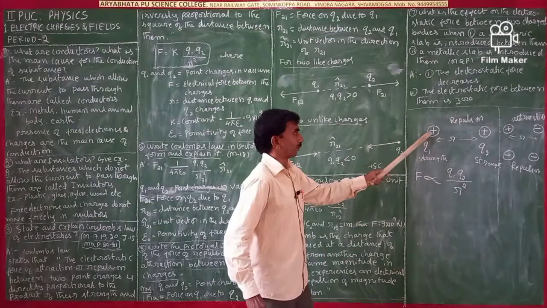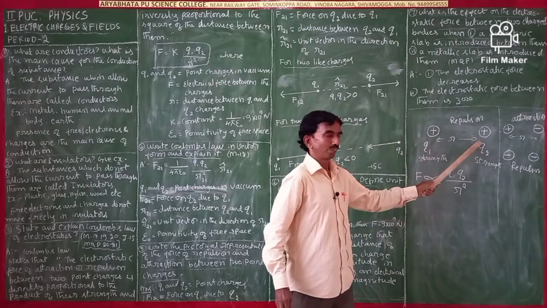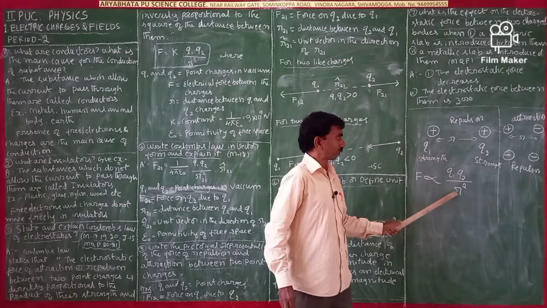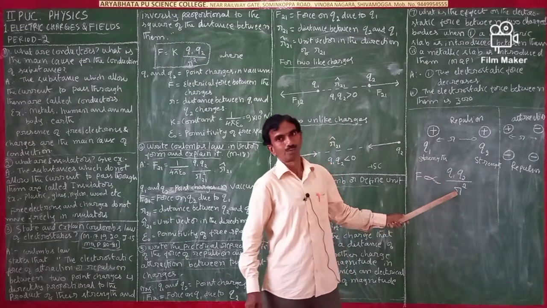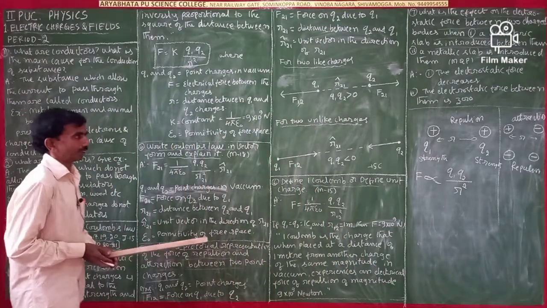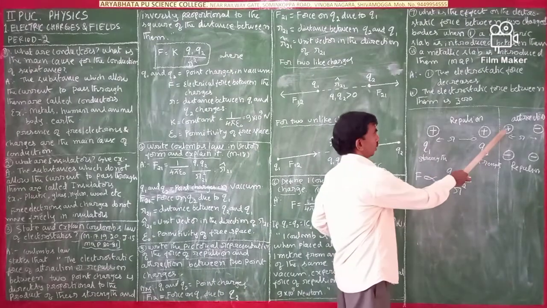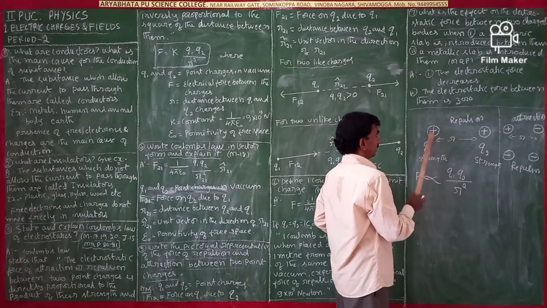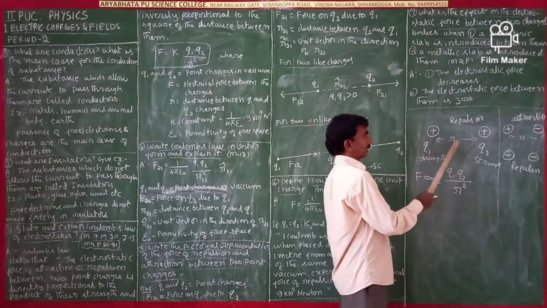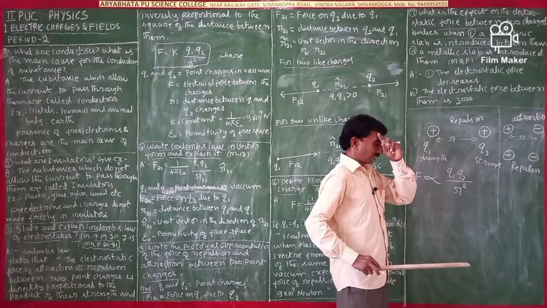You see, the force of attraction or repulsion between the two point charges is directly proportional to the product of the strengths and inversely proportional to the square of the distance between them. This is Coulomb's law. So Coulomb's law states how much force there is between the two point charges with respect to the distance between them.